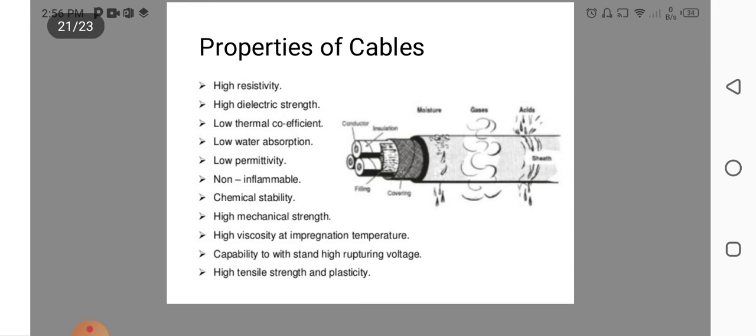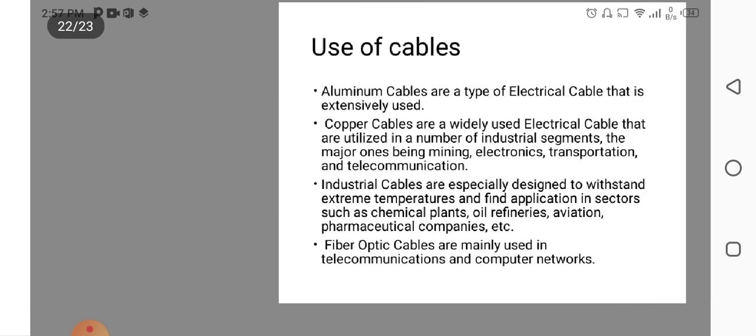Properties: it should be highly resistive, with high dielectric strength, low thermal coefficient, low water absorption, permittivity, insulation, non-inflammability, chemical stability, high mechanical strength, high viscosity, capability to withstand strains, high voltage, high tensile strength and plasticity.